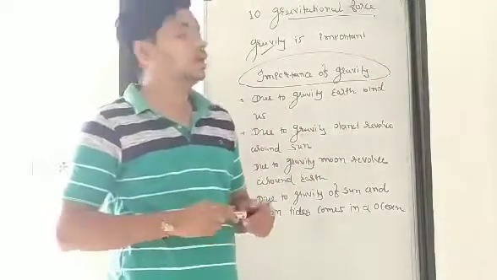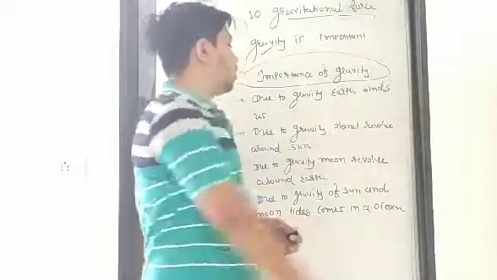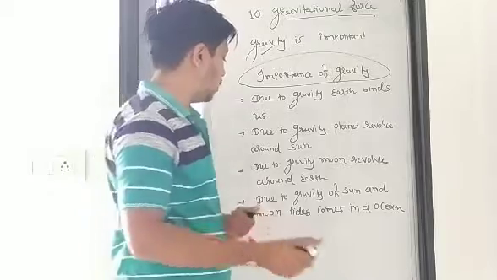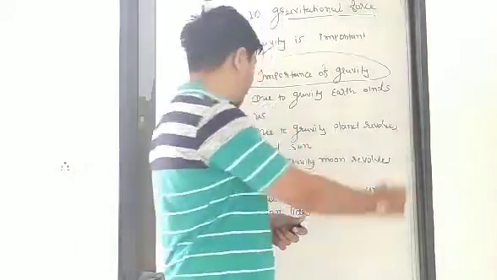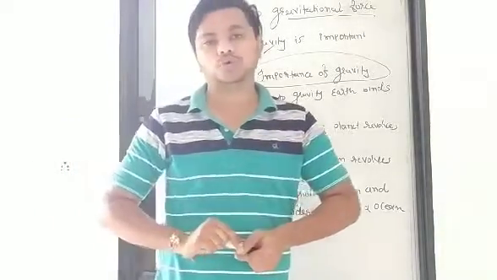So there is a full importance of gravitational force, which can be of 2 marks in your exam. Due to gravity, earth binds us. Due to gravity, the planets revolve around the sun. Due to gravity, the moon revolves around the earth. And due to gravity of sun and moon, tides come in the ocean, right?